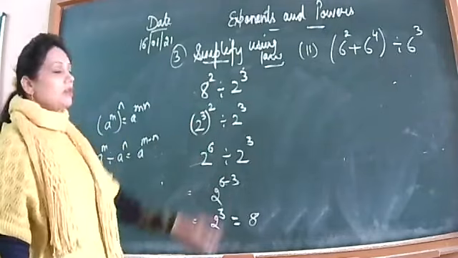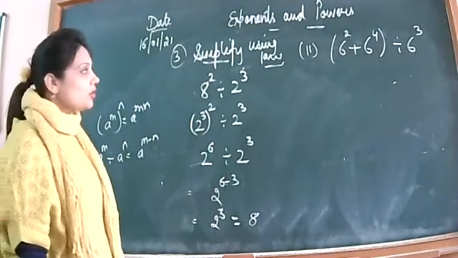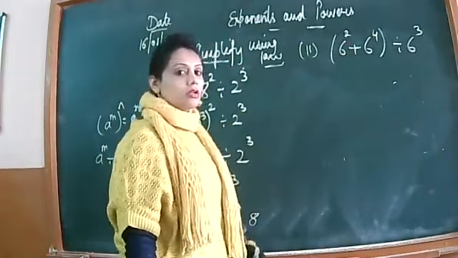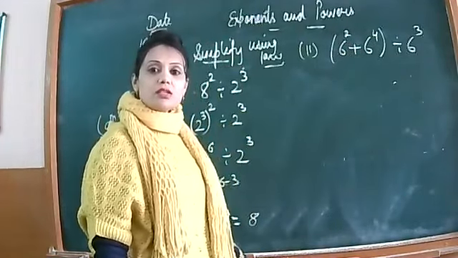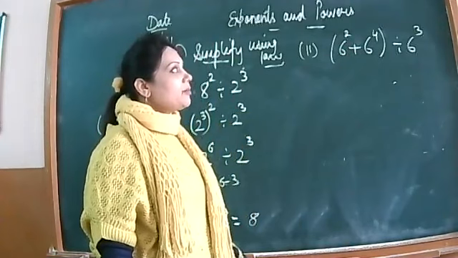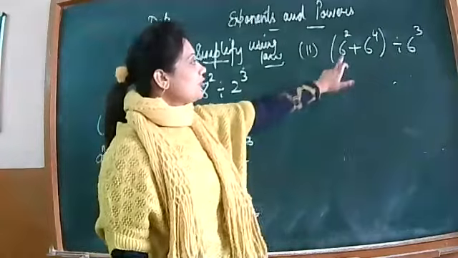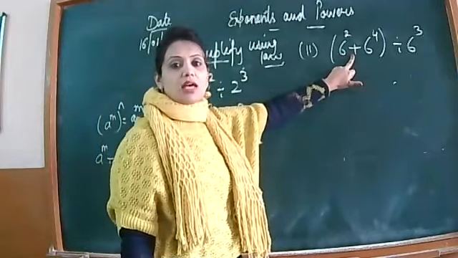Okay. Now, beta, next part, look on the board. 6 square plus 6 raised to power 4 divided by 6 cube. Now, we can see here that we are having an addition sign.